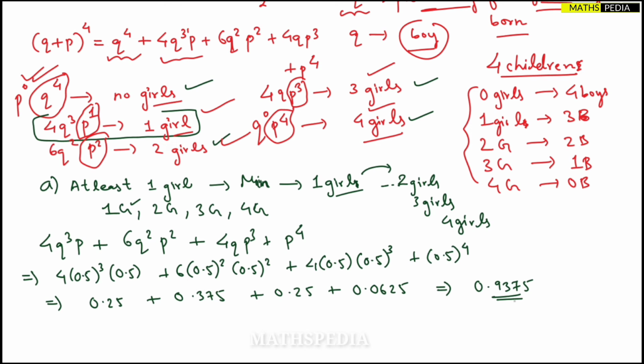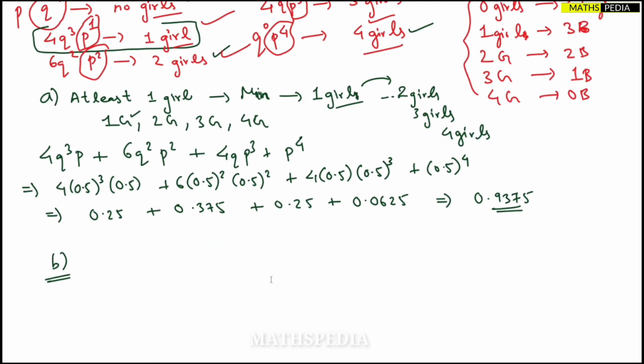At least, always remember, it means minimum one girl. So maximum it can be anything. So totally we have only 4 children, that's why we are taking up to 4 girls. Okay, so for A part also I'll tell you one more method to do it. One way is this, and another way is this.